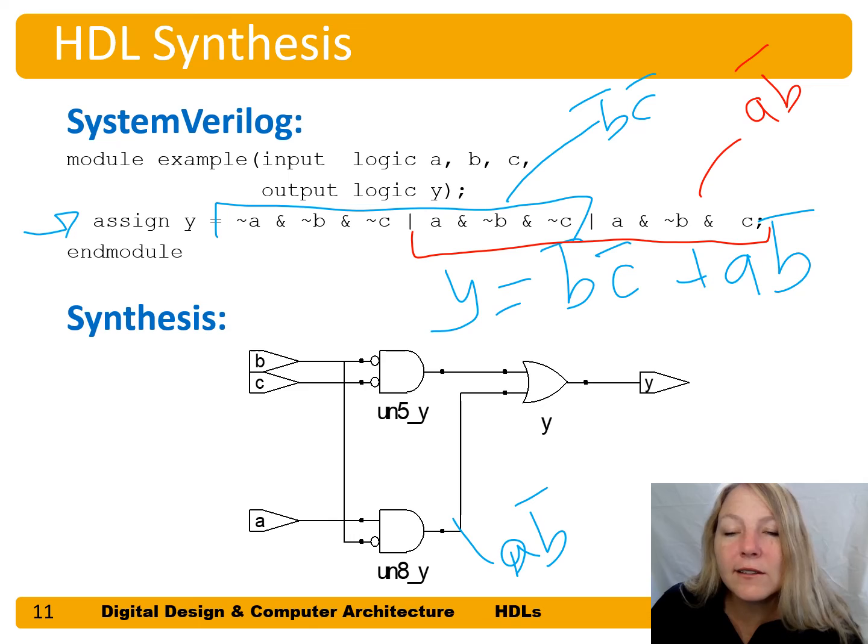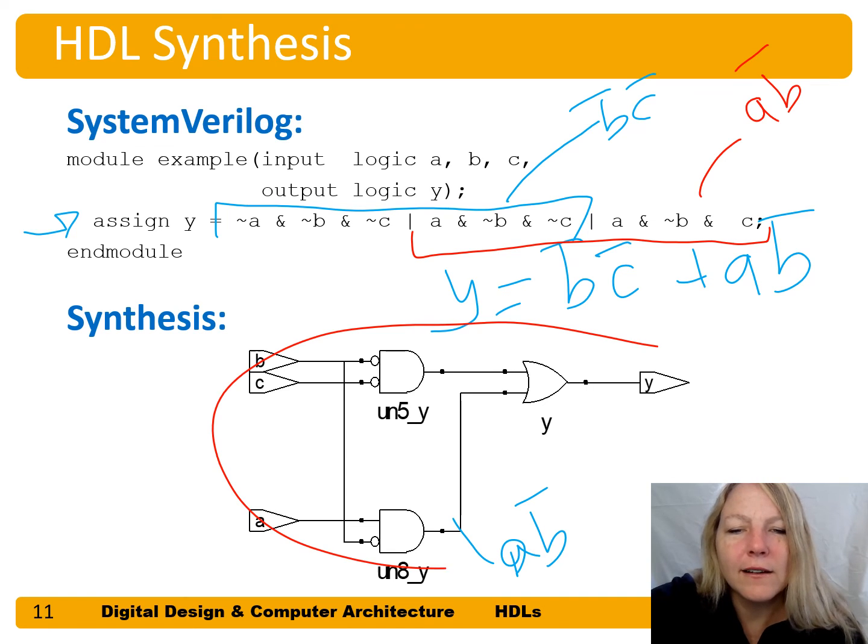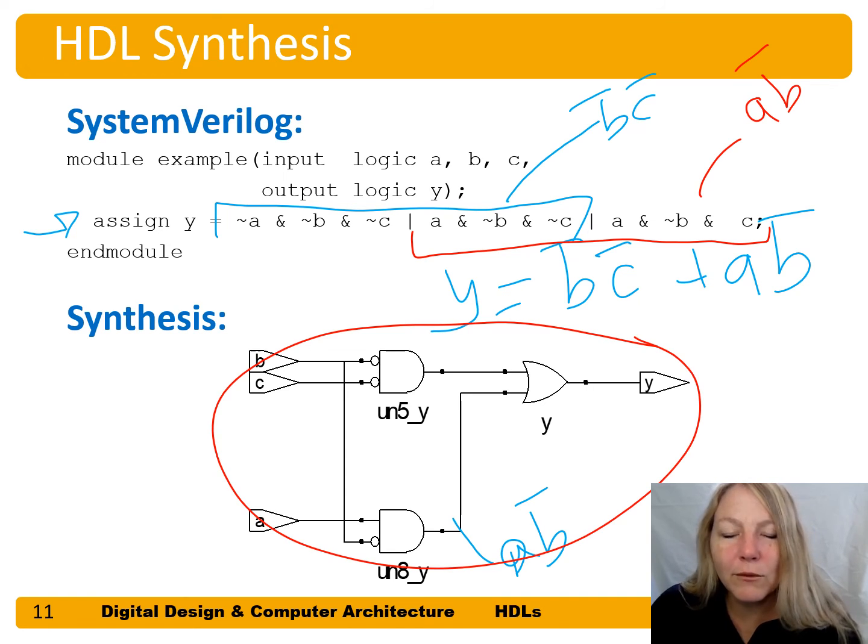And so the synthesis tool won't always minimize the equation, but in this case it did. It was easy. And so we noticed that our circuit is a little bit different than what we described, but the function is the same, and it used a minimum number of gates to produce that function.